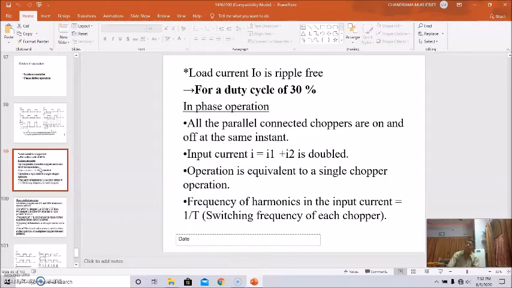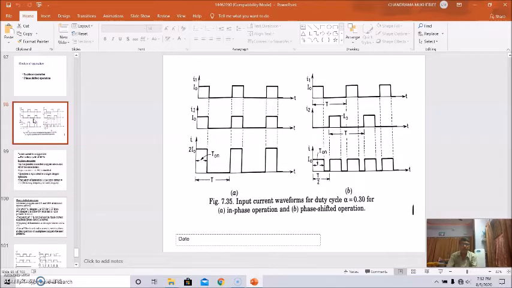The load current I0 is ripple free for a duty cycle of 30%. That is shown here. The load current is ripple free for a duty cycle of 0.3.